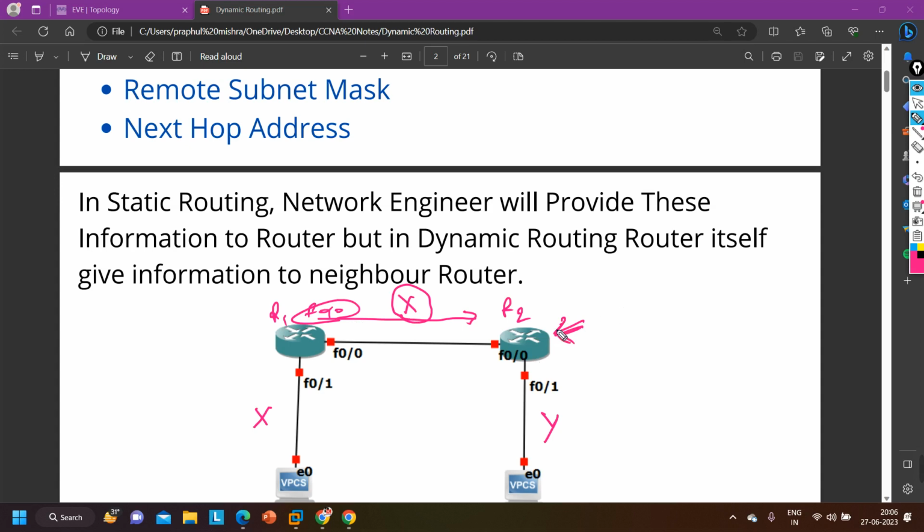Router 2 will come to know, okay, I am getting one network from, let's say, 12.1.1.1. That means whenever I need to forward some traffic to X network, I will forward traffic to 12.1.1.1. Yes or no? Yes. So always keep in mind, the next hop will be learned by the router from the source IP address in the update message. This is a very important term for understanding dynamic routing.